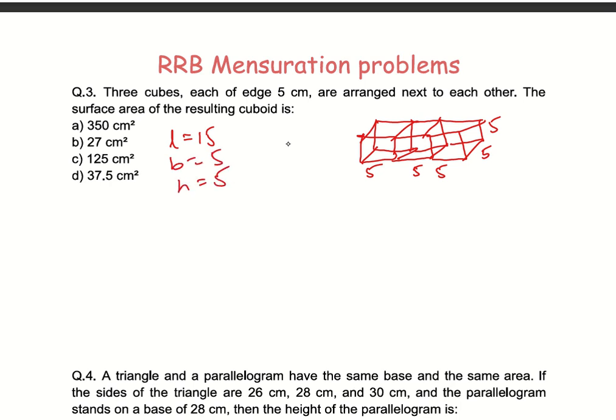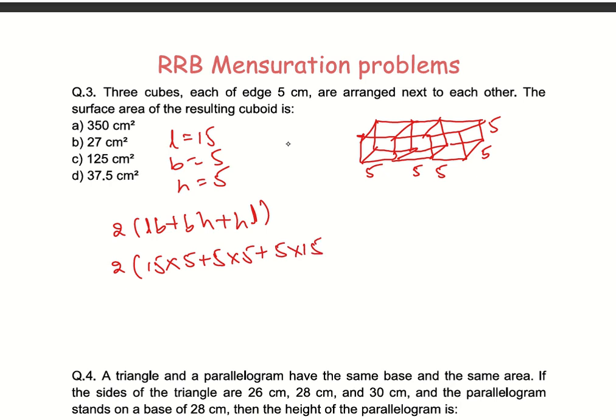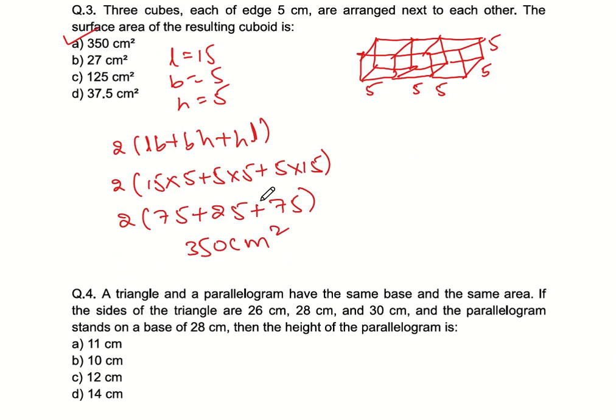So the total surface area of a cuboid formula is 2 of LB plus BH plus HL. So 2 of 15 into 5 plus 5 into 5 plus 5 into 15. So 2 of 15 5s are 75, 5 5s are 25, plus 5 15s are 75. 75 plus 25 is 100, 175, 2 175s are 350 centimeter square. A is our answer. Now we go to the fourth question.